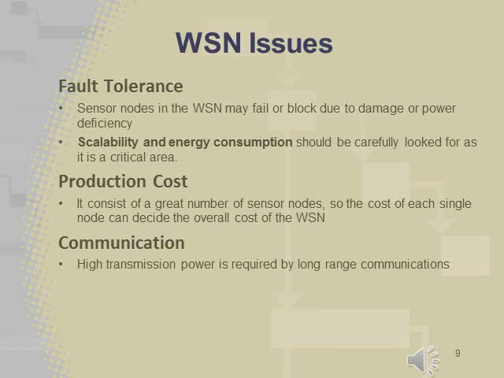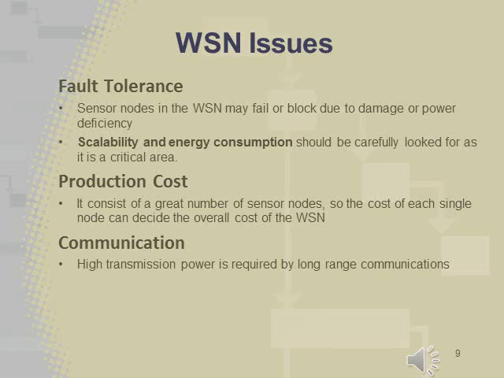Another one is production cost. WSN consists of a great number of sensor nodes, so the cost of each single node can decide the overall cost of the WSN. WSN will not be cost justified if the cost of the network is more compared to deploying more traditional sensor networks. To overcome this issue, the cost of each node must be considered when deploying the WSN. Otherwise, it will create a great upset in the budget.